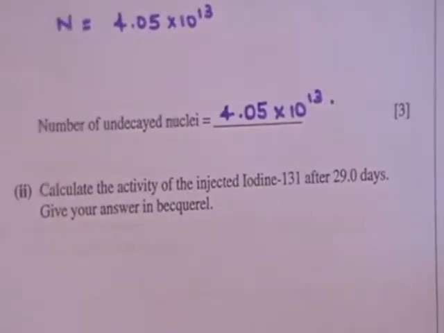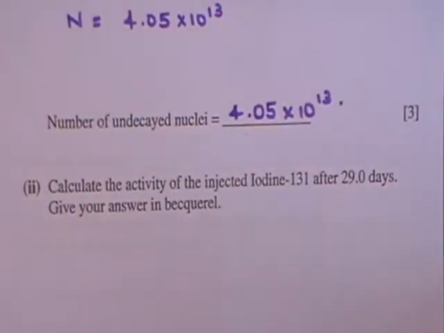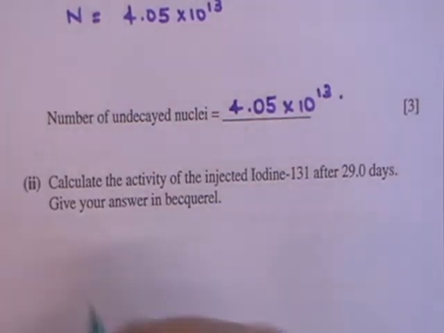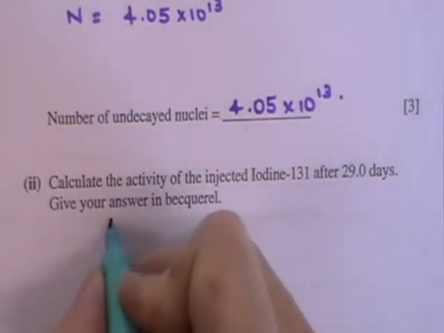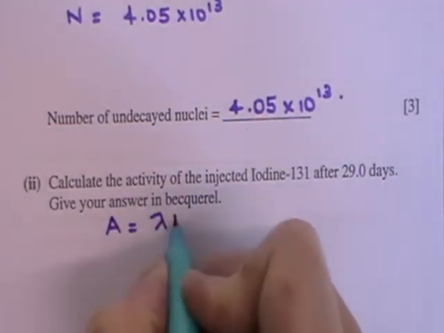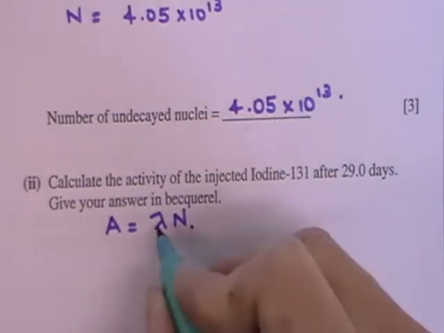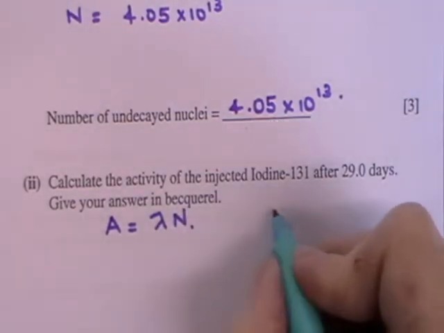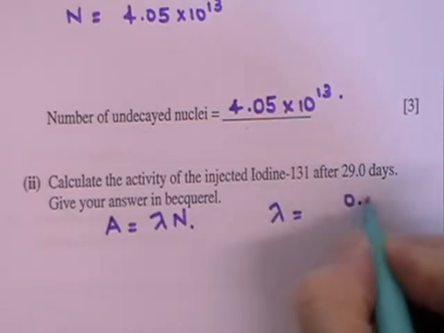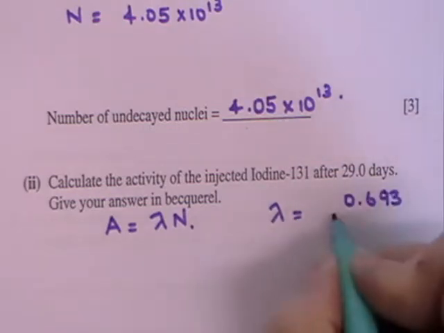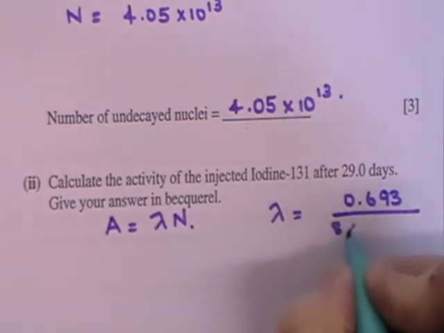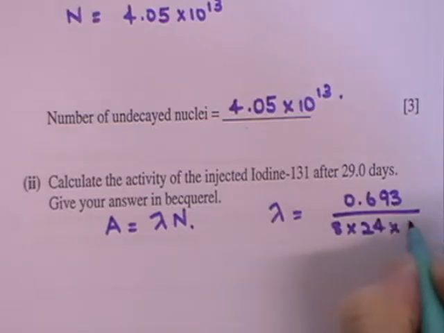Next question, calculate the activity of the injected iodine-131 after 29 days. Give your answer in becquerel. Now, the equation we use is A is equal to lambda N, but this time lambda has to be in seconds. And so to change lambda into seconds, it's 0.693 over 8 days, 24 hours in a day, 3,600 seconds in an hour.